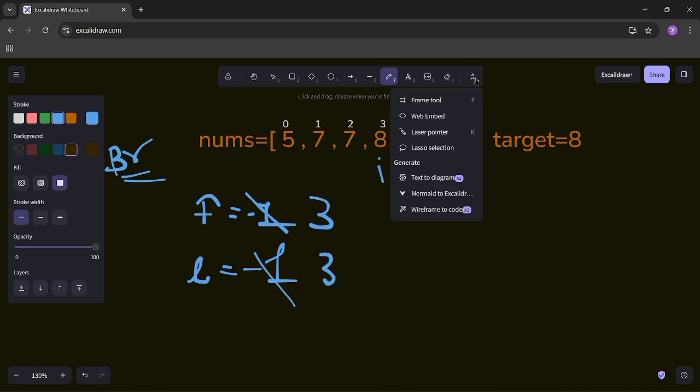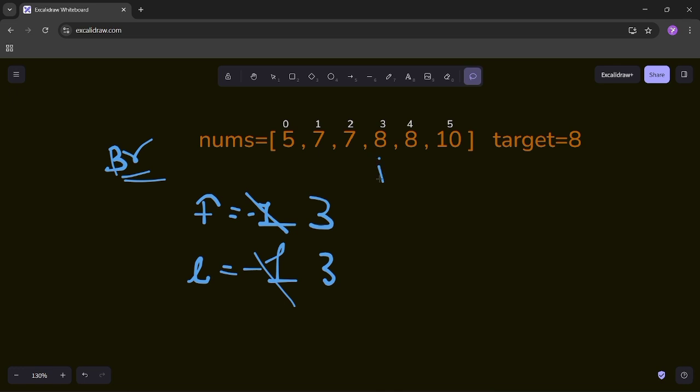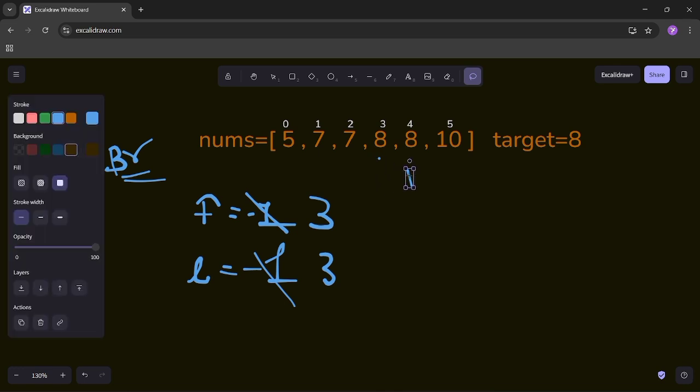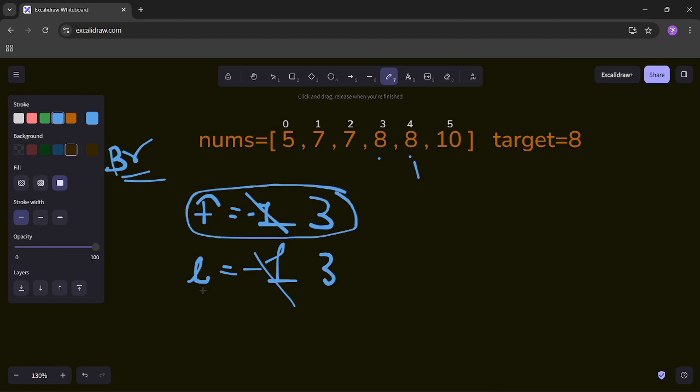Now if I move my pointer to the next position, we have to update these variables. As I said, I'm going to update my first only when my first equals -1, but right now my first equals 3, so we're not going to update our first. We're going to update our last only, which is going to be 4. This is how we get the first and last occurrence of the target in nums, that is 3 and 4.